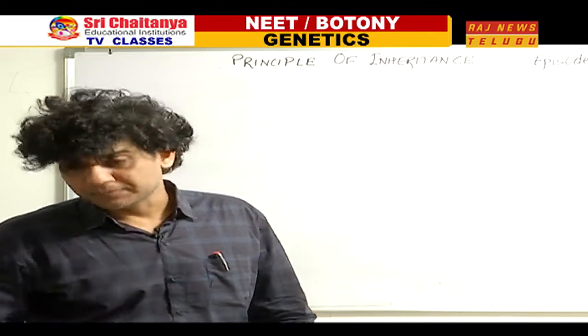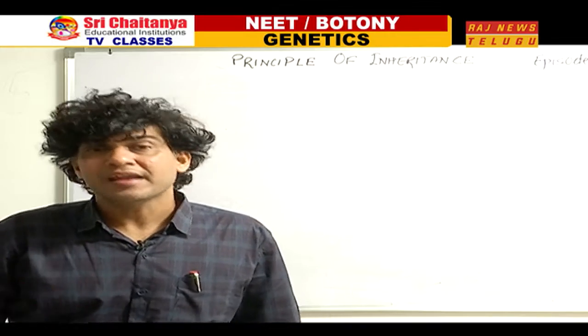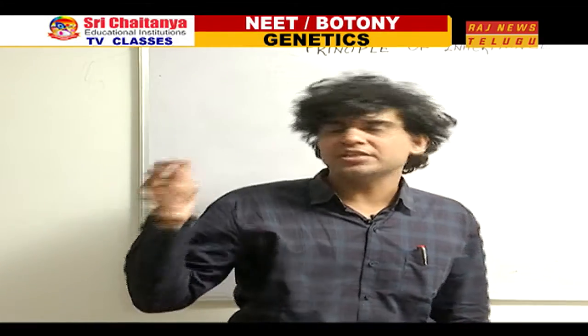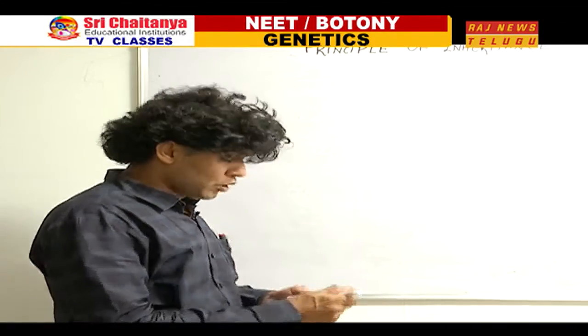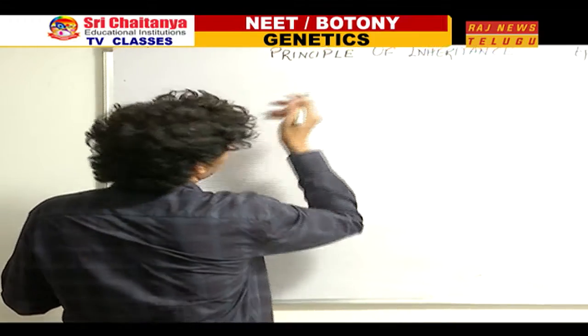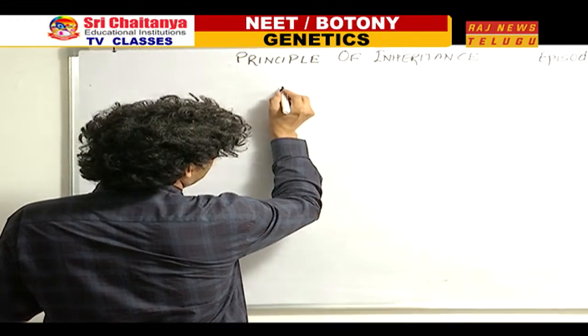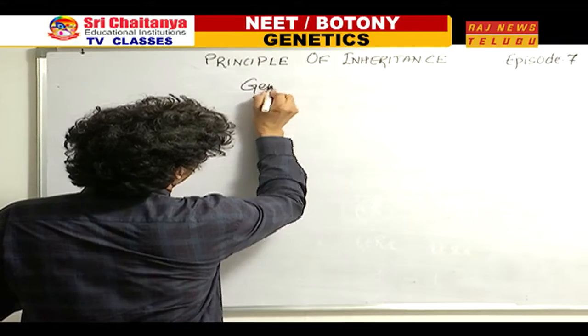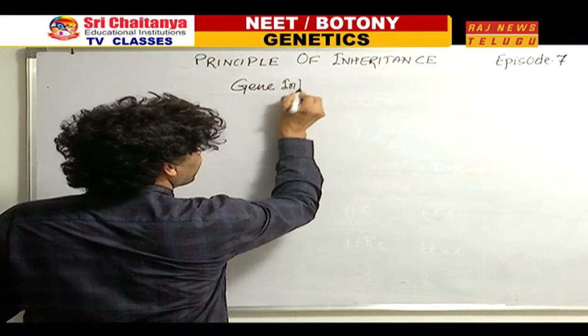But some other modes of inheritance are also observed in genetics. You can also say that some deviations of the Mendelian pattern of inheritance can also be observed in genetics. These things we will study in the coming time. So let's discuss that. We can say deviations of Mendelism, or you can use another word, gene interactions.